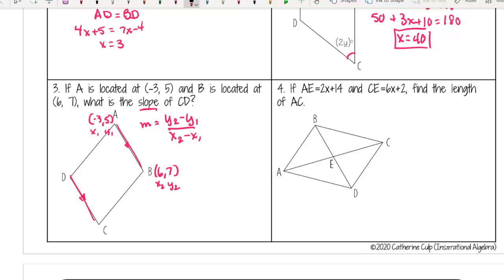So if I plug this in, the slope of AB equals 7 minus 5 over 6 minus negative 3, which equals 2/9. Well, we know the slope of CD is the same thing as the slope of AB. So the slope of CD also equals 2/9.